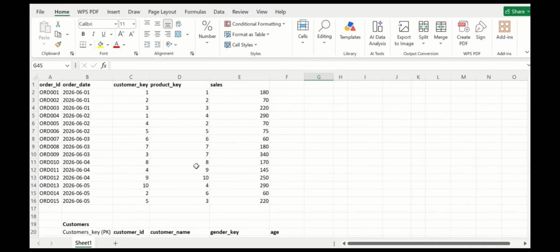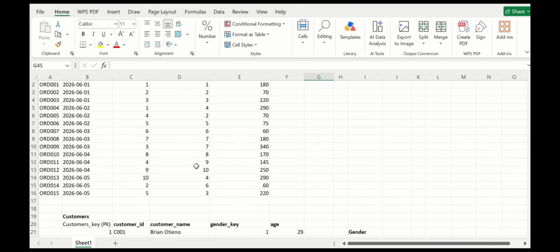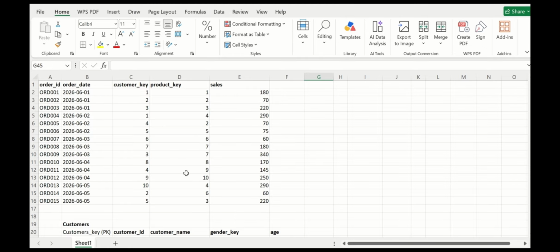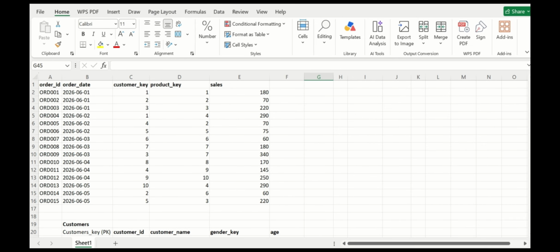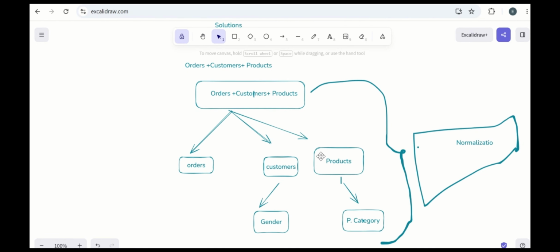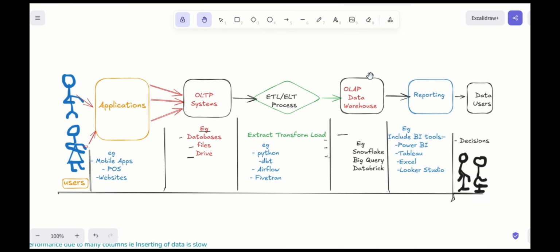So the process now, where we have broken down the larger table into smaller related tables, is what we call data normalization. So I hope you've clearly understood this whole process. Let's now design the OLAP model. Since we are done designing the OLTP system model, now let's focus on designing the OLAP data model.